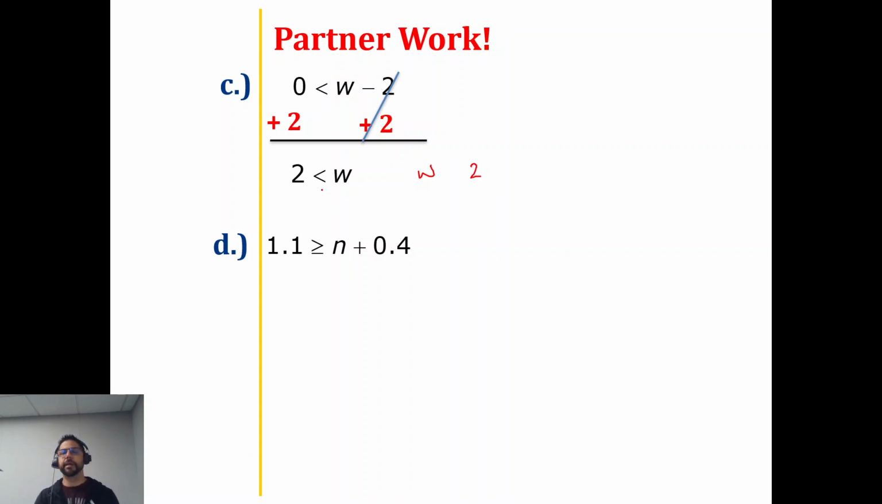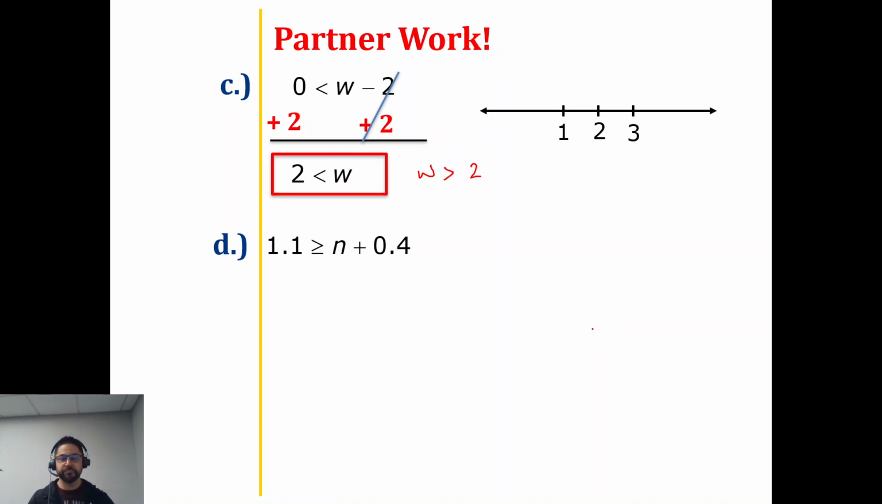Now remember from elementary school, the crocodile wants the greater item, which is the W. So when it's written like that, it's a little bit easier for students to remember the graphing. It is read as W is greater than 2. So when you go to graph it, again, we have an open dot, and the shading is going to go to the right because, again, it is greater than 2.